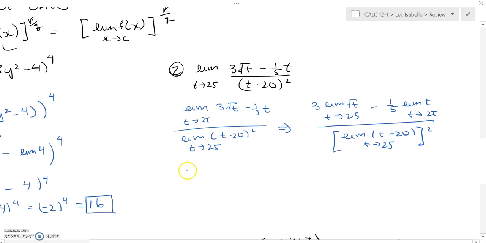So plugging in numbers, we get 3 times the square root of 25, which is 5, minus 1 over 5 times the limit of t. So the limit of t is 25. 25 divided by 5 is 5, divided by the limit of 25 minus 20, which is 5. The limit of 5 is 5. 5 squared equals 25. So 15 minus 5 over 25 equals 10 over 25, which simplifies down to 2 over 5.